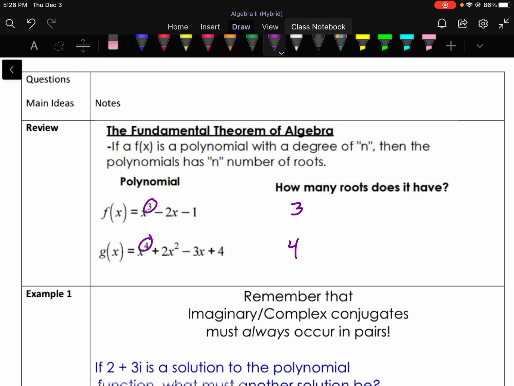All right, here we are, section 5.3, writing equations of polynomial functions. So, just starting off, just a reminder of the fundamental theorem of algebra for you. If we have a polynomial, the degree will tell you how many roots it has. So just something, again, to keep in mind as we go.